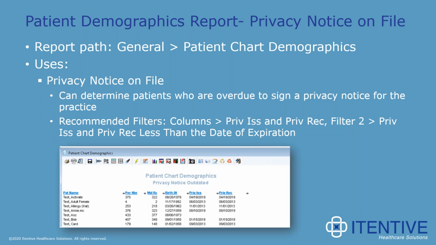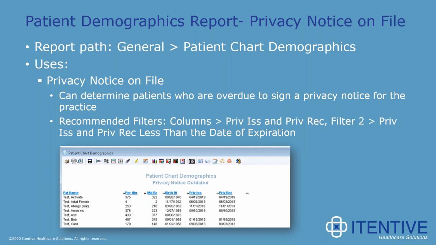Another helpful way that we found to use this patient demographics report is to filter to find patients who are overdue to sign a privacy notice for your practice. Let's just say that it's your practice policy to require patients to sign that privacy notice yearly. You can configure this report to show you the patients who are overdue to re-sign that notice. At the same time, it's also going to show you patients who were missed and never actually signed that notice in the first place.